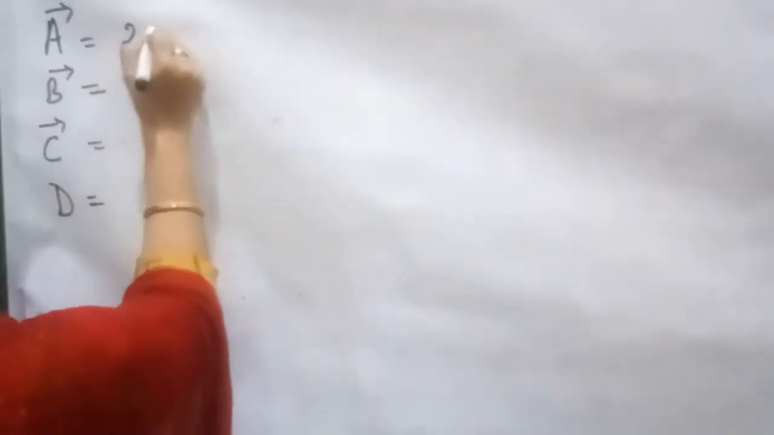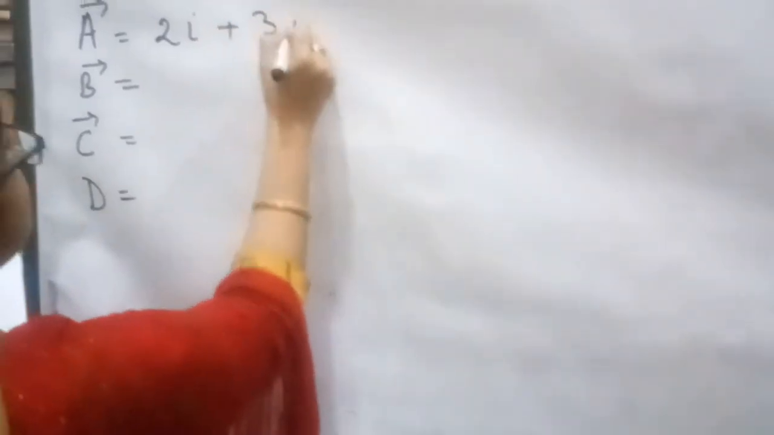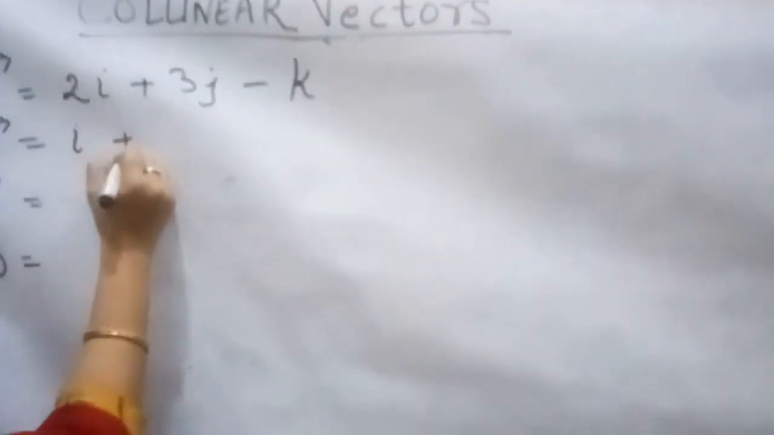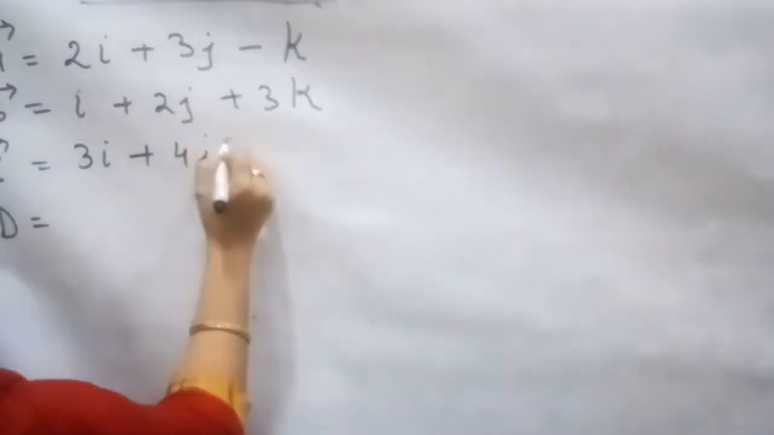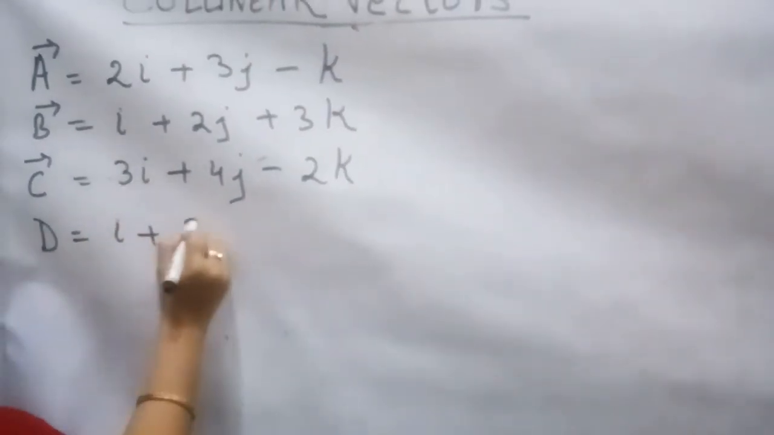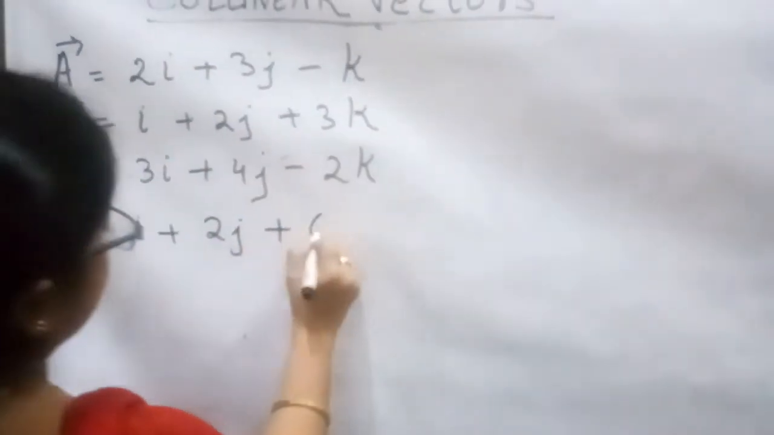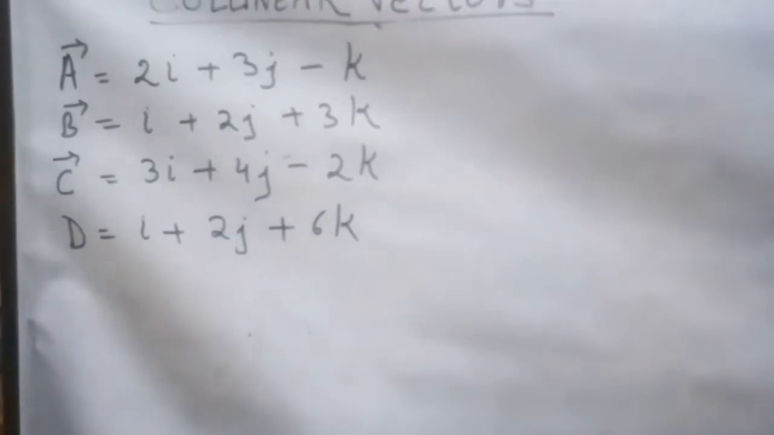We have 4 vectors here: 2i plus 3j minus k. The second vector is i plus 2j plus 3k. The third vector is 3i plus 4j minus 2k. And the fourth vector is i plus 2j plus 6k. To check whether all these 4 vectors are collinear or not, we just have to find the position vectors.